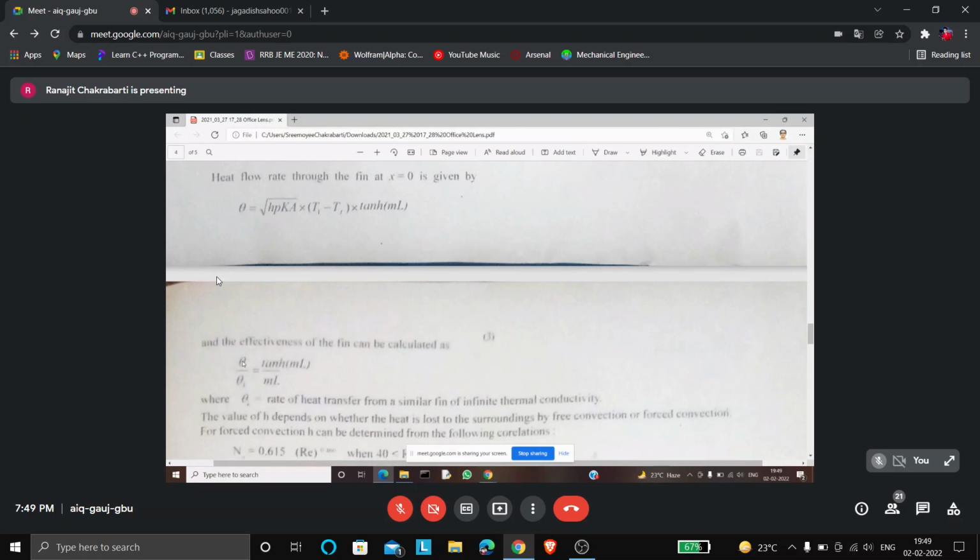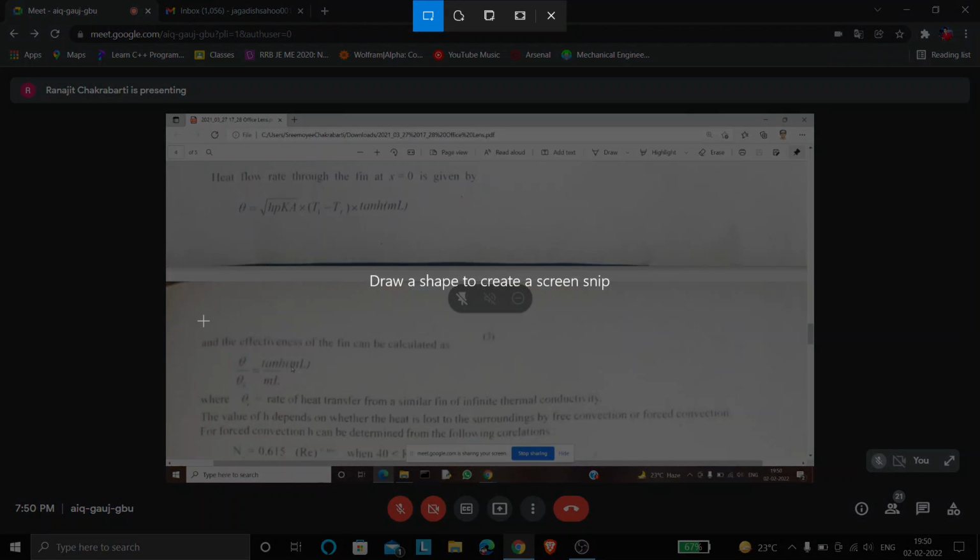Q actual by Q maximum is equal to tanh(mL) by mL. This is also given in the book. You can find this out. This is the fin efficiency.